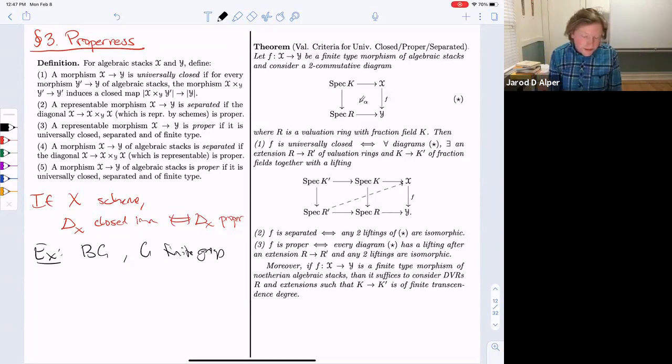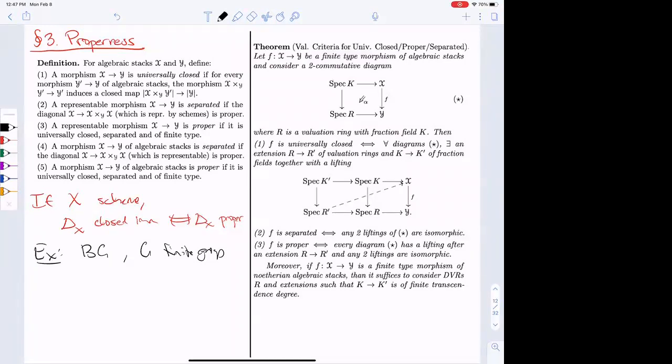I mean, what should separatedness be? Should the classifying stack of an elliptic curve be separated? Maybe in some sense, it's this theorem that validates it because it satisfies the valuative criterion for separatedness. That's a good reason. And the other thing is properness.